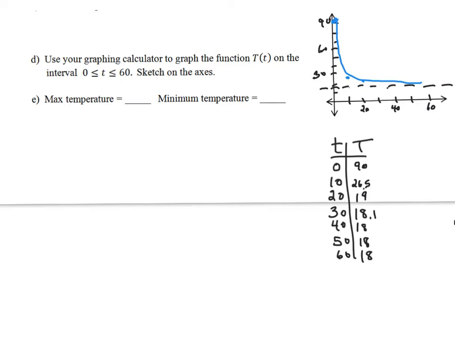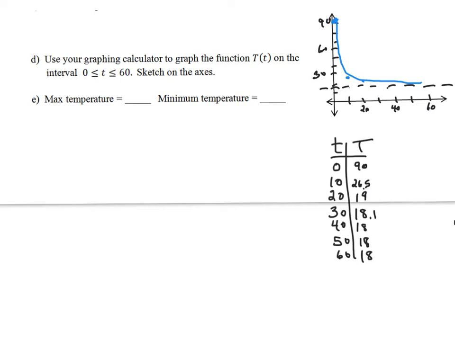Take a look at my table of values and you'll notice that the temperature starts at 90 degrees. That's what we expected because that was the temperature of the tea. And then it cools down very rapidly because in the first 10 minutes it's already down to 26.5 degrees. We notice that as time goes on, 30, 40, 50, and 60 minutes, the temperature approaches 18 degrees, which is of course the surrounding temperature. The temperature of the tea can't go below what the surrounding temperature is. There's nothing to make it go colder than 18.